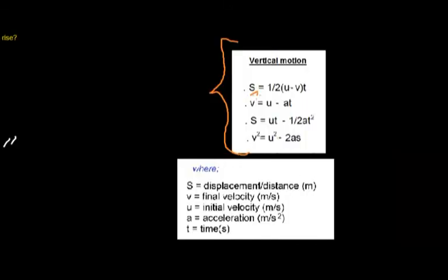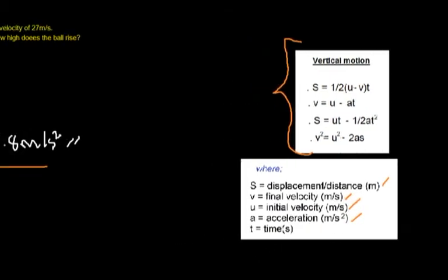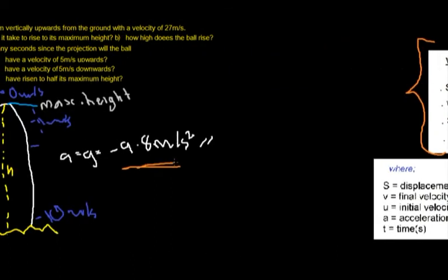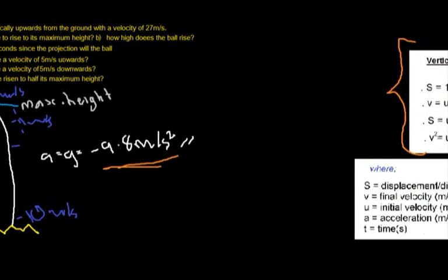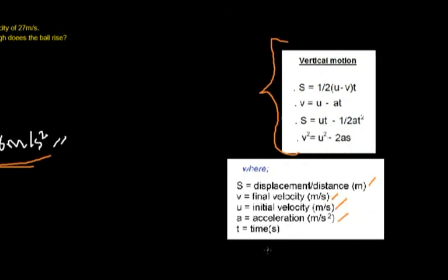Now S is the displacement in meters. V is the final velocity in meters per second. U is the initial velocity in meters per second. Acceleration, or A, is the acceleration in meters per second squared. Now for the acceleration, it is the gravitational acceleration, which is negative 9.8, which has already been calculated, so there's no need to. And T is time in seconds.